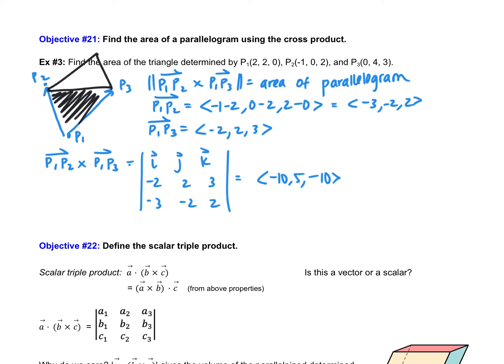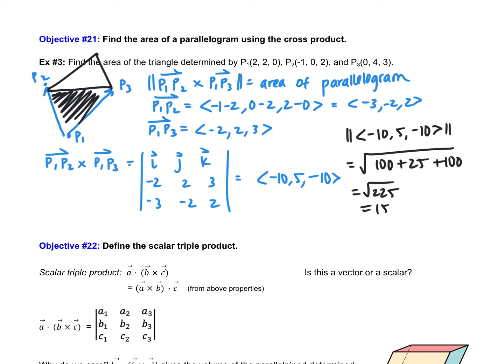What we care about though is the area of the parallelogram. So if we go back to the very beginning, we decided we needed to find the magnitude of this vector. Then it would give us the area of the parallelogram, which we could then use to find the area of the triangle. So let's find the magnitude of this vector. We're going to get the square root of 100, add 25, add 100, which is the square root of 225, or 15. That's the parallelogram though. If we want the triangle, we have to divide it in half. So the area of that triangle is 15 over 2.